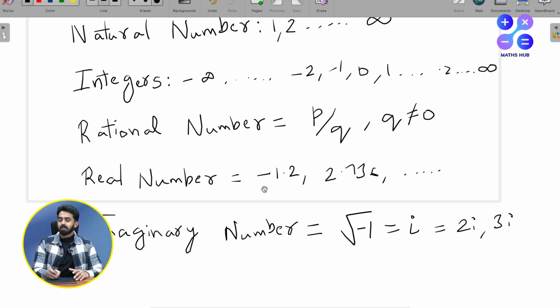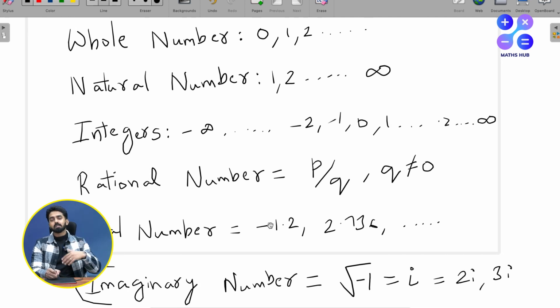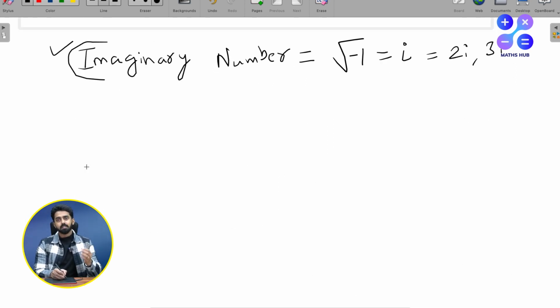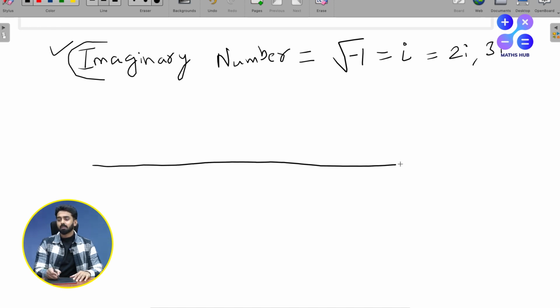Now, once we have the basic understanding of all the types of numbers, let's look at some of the common operations that we tend to perform on these numbers. One of the most basic things that you will learn when you talk about integers is that we have something called a number line, right? So you will be able to represent all your numbers on a horizontal line.